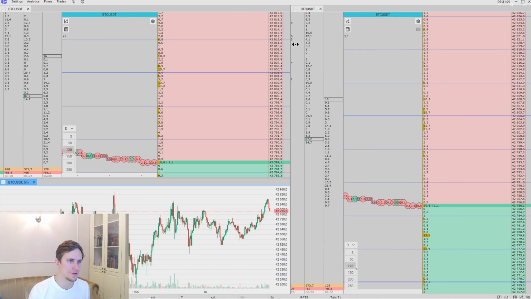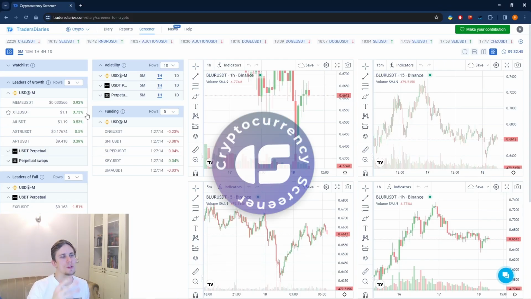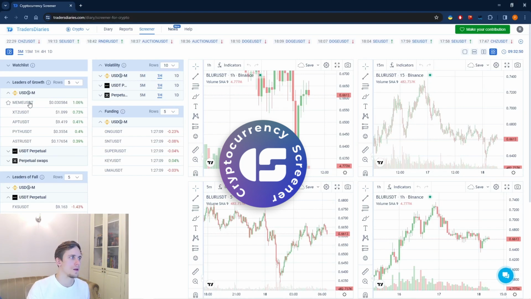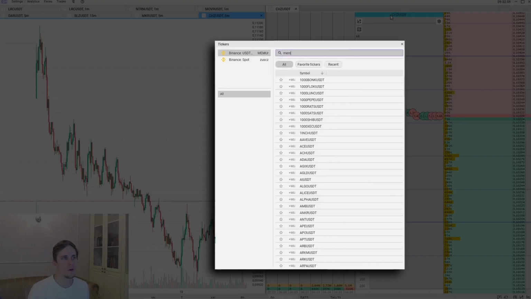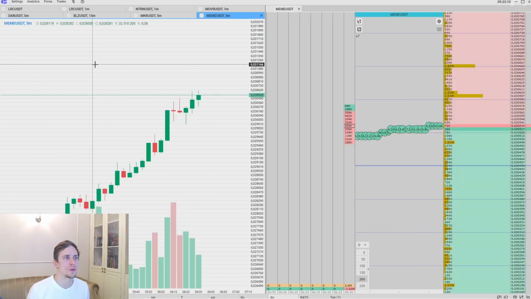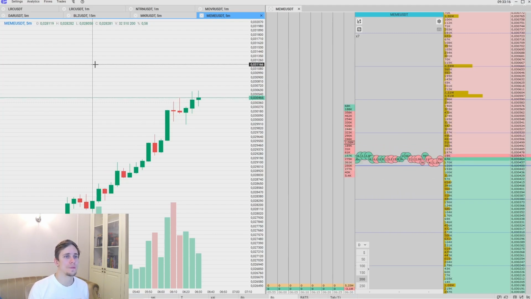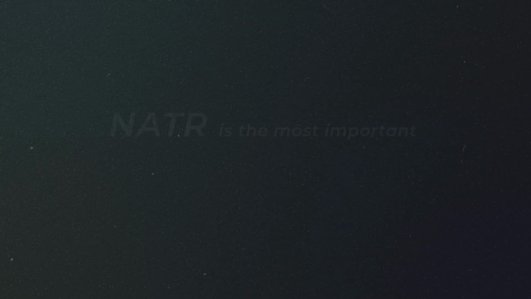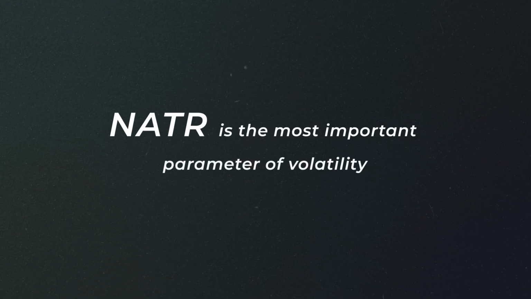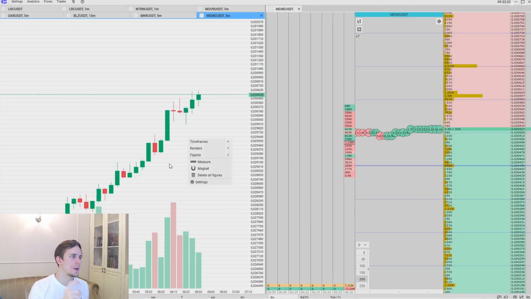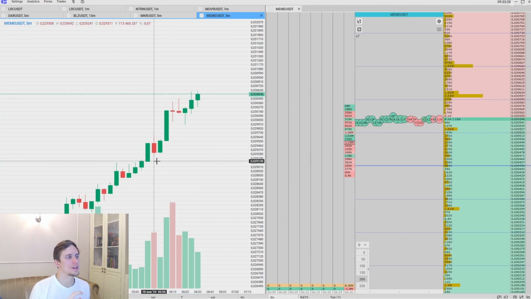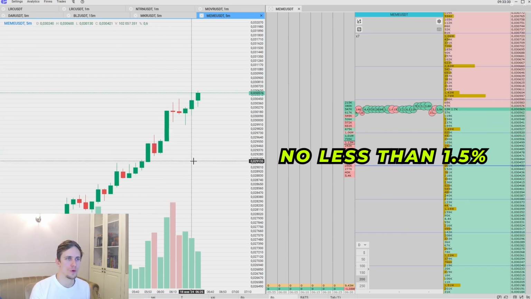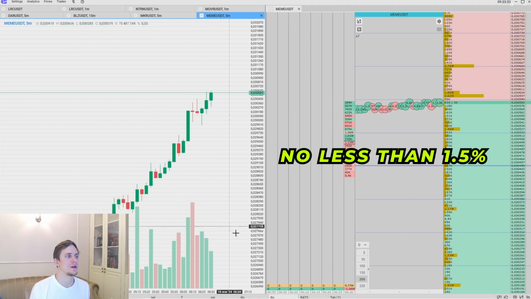Regardless of the time and trading session, we go to the cryptocurrency screener from CScalp. So we observe the most active instruments and we take the leaders of growth. We go to the trading terminal and here we try to find different setups to work out. And here we should evaluate the NATR. The NATR is the most important parameter of volatility. We measure 1 minute time frames with the measure instrument and it should be no less than 1.5% of movement of each 1 minute candle.